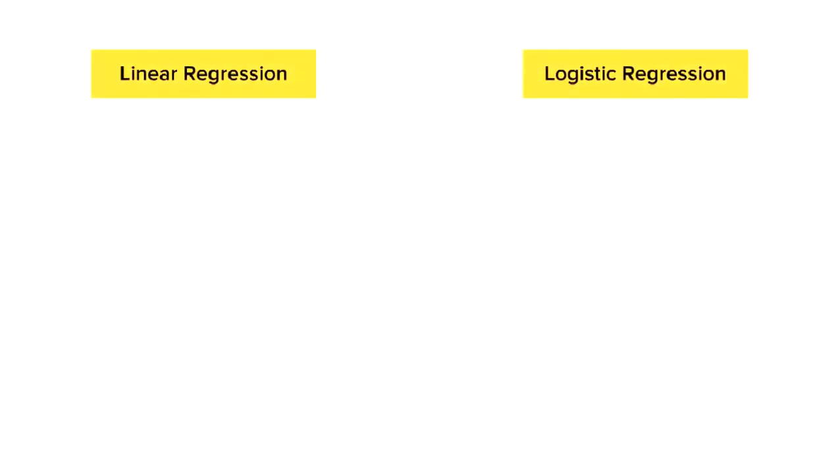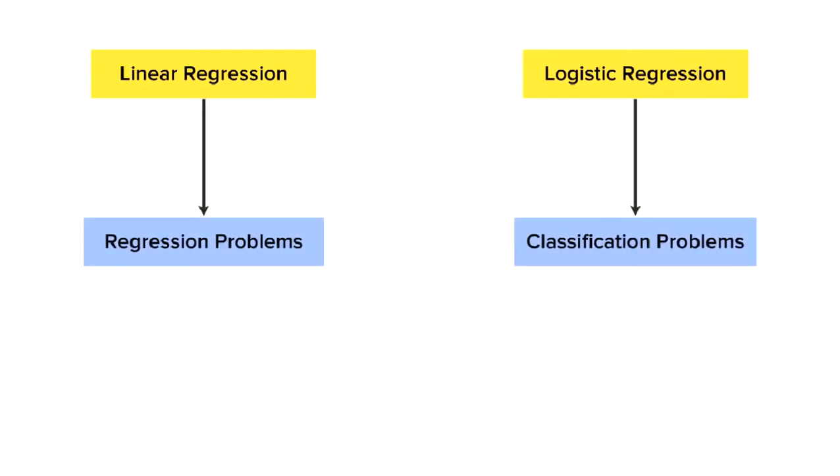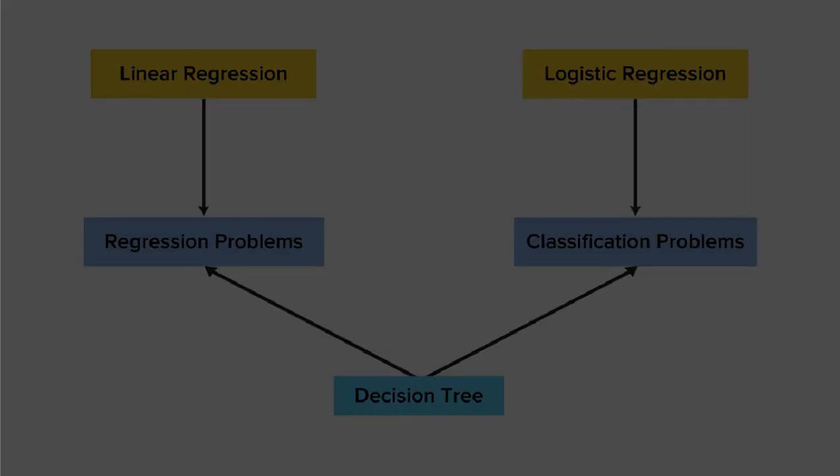So far, we have seen two predictive models: linear regression for regression problems and logistic regression for classification problems. Now in this video, we will be looking at the decision tree algorithm, which can handle both regression and classification problems. But before we dive deeper into the decision tree algorithm, let's first understand a small concept, that is function. We will begin by answering a question.